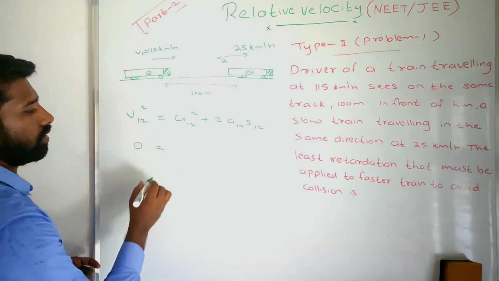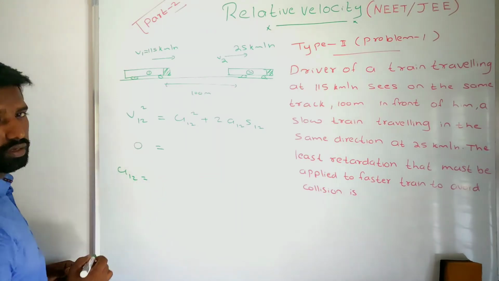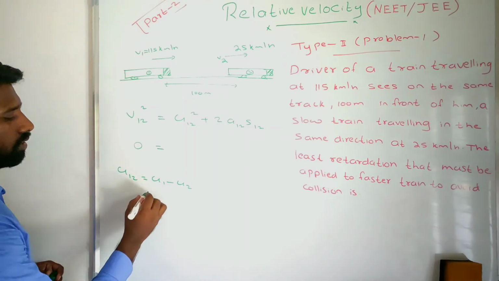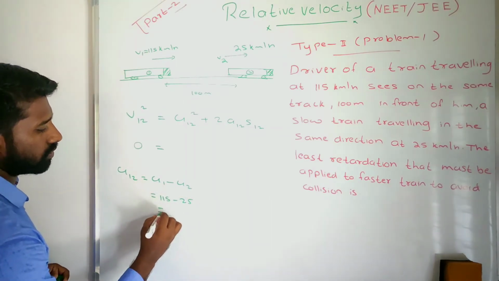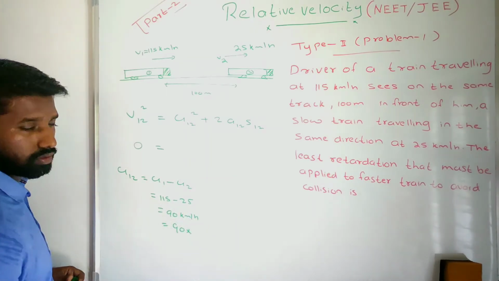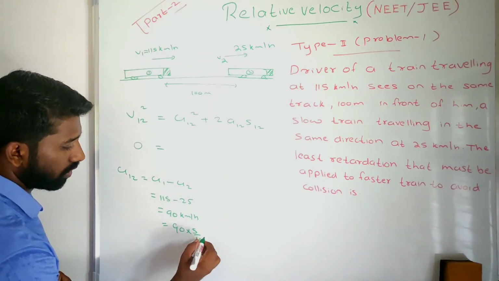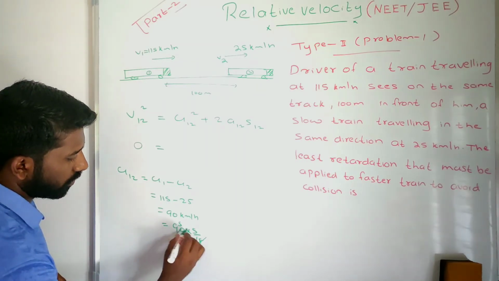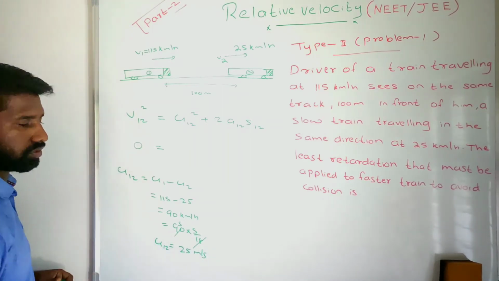Clear. What about the initial relative velocity? We can take u12 equal to u1 minus u2, because the two trains are moving in the same direction. So 115 minus 25, that is 90 kilometer per hour. If you convert it to meter per second, multiply by 5 by 18: 90 divided by 18 is 5, so 5 into 5 is 25 meter per second. This is the initial relative velocity.